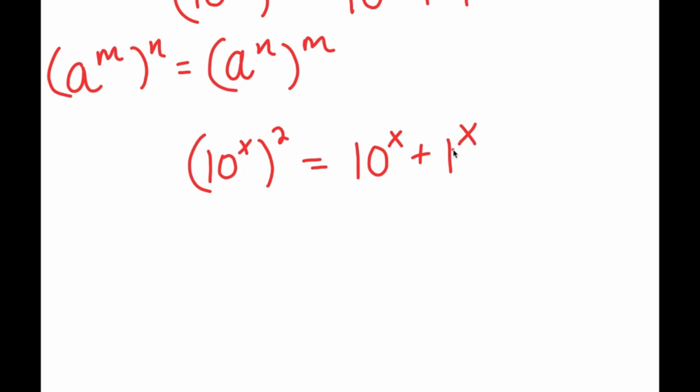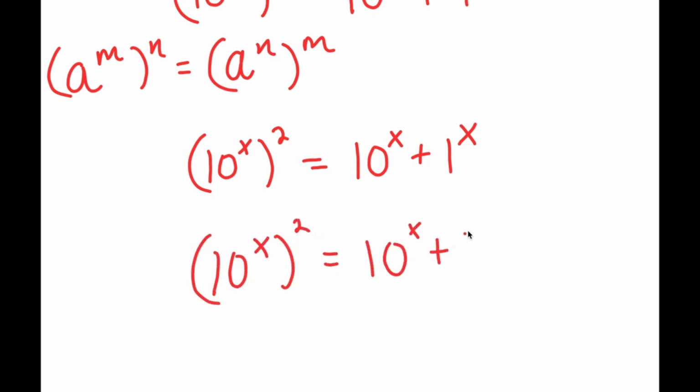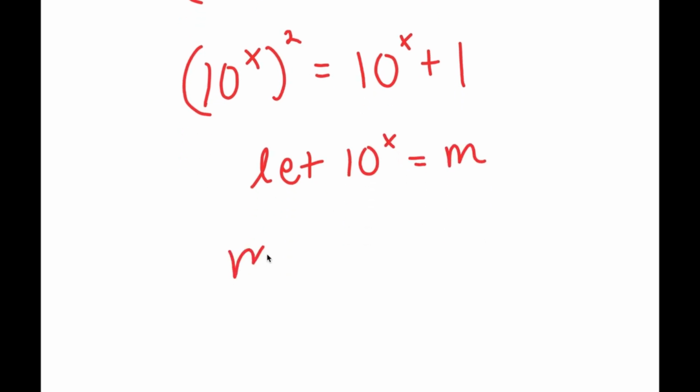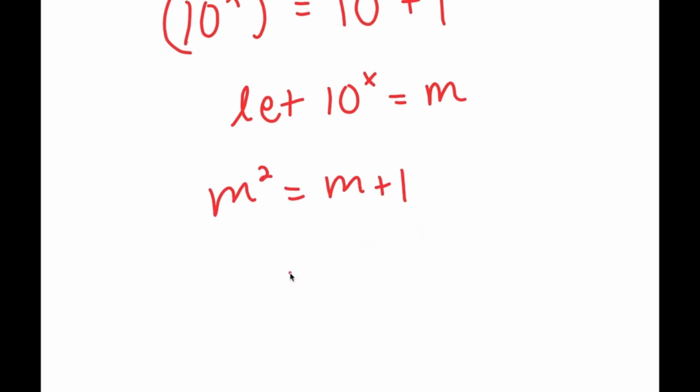Now, 1 to the power of any number is just going to be 1. So we can just get rid of this x as an exponent because it won't really change anything. So now I have 10 to the power of x squared is equal to 10 to the power of x plus 1. And now from here, I'm going to let 10 to the power of x equal the variable m. So now I have m squared is equal to m plus 1. And this turns into m squared minus m minus 1 is equal to 0.